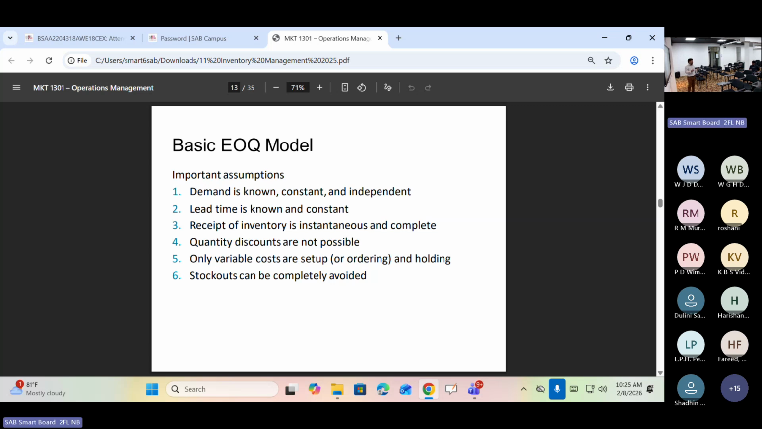Only two types of costs are considered here. One is holding cost, and the other one is called ordering cost or setup cost, as we already identified. Ordering cost is applicable for trading industries. Setup cost is applicable for manufacturing. So only two types of costs are applicable: holding cost or carrying cost, and ordering cost or setup cost. In the basic EOQ model, they assume stock outs can be completely avoided, no stock outs. This is a very simple model.